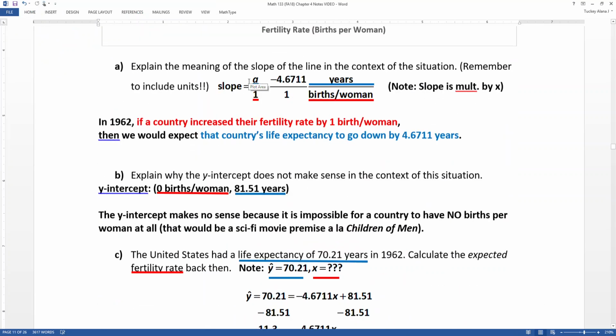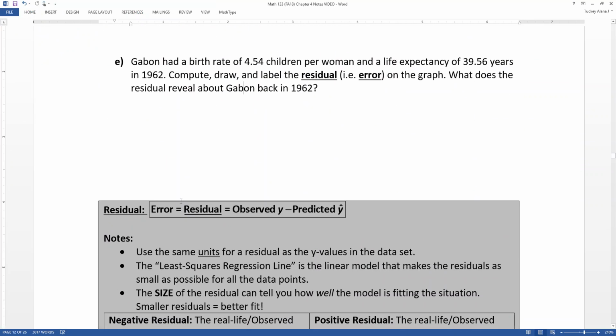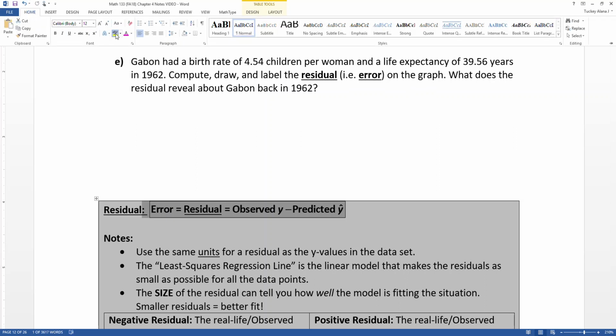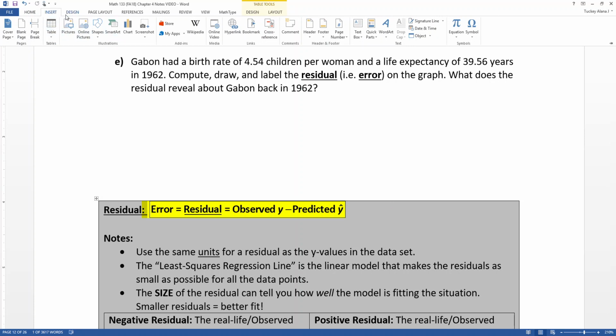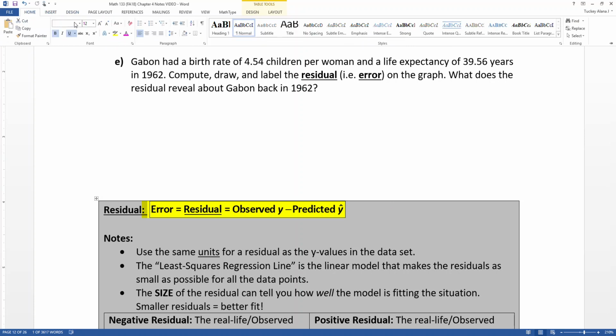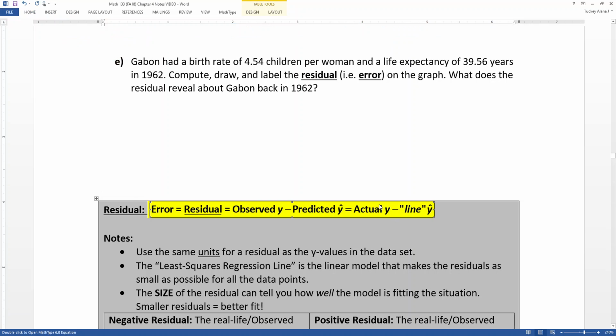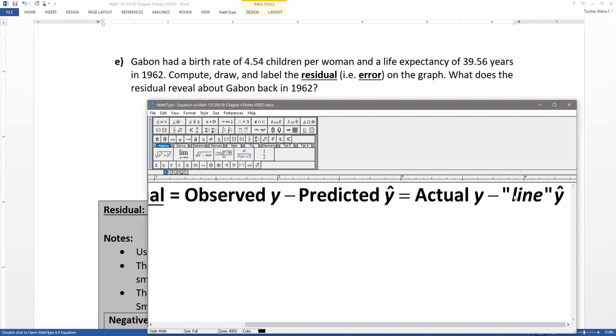And the way to do that is to use the formula right here, which is that the error is the residual, which is the observed y value minus the predicted y hat value. In other words, it's what actually occurred in real life minus what you predicted occurred. So what actually happened minus your prediction from the model, from the trend line. So I put that in there. The actual value y minus the line y hat, the thing that we get from the trend line.